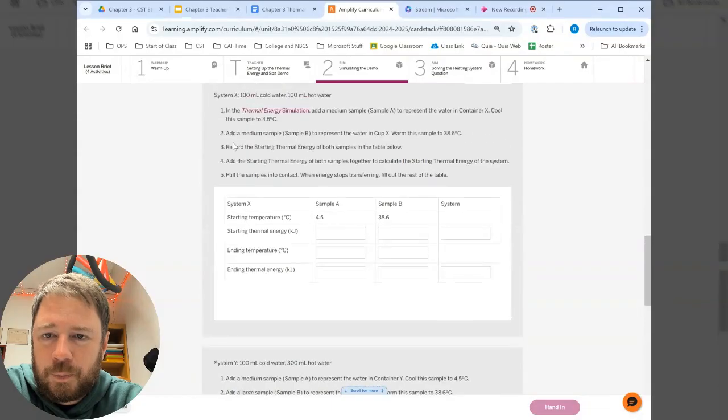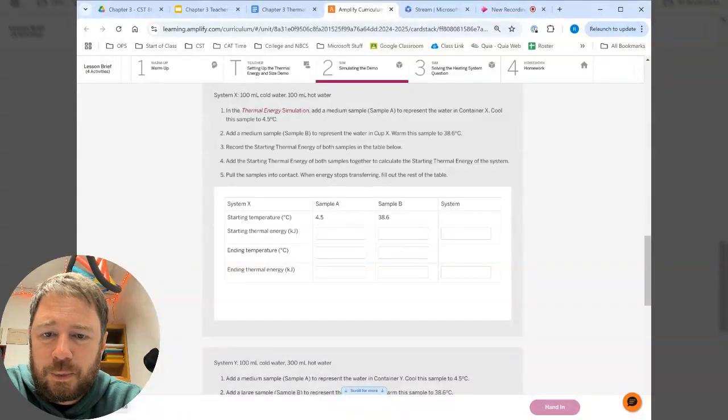Here it'll tell you in the thermal energy simulation, add a medium sample for sample A to represent the water in container X. Cool this sample to 4.5 degrees Celsius. Then you add a medium sample, sample B, to represent the water in cup X and warm the sample up to 38.6 degrees Celsius. Start recording the thermal energy of both samples in the table below.